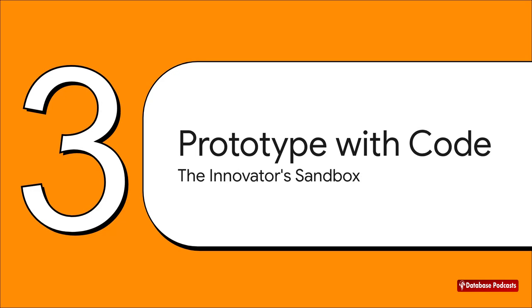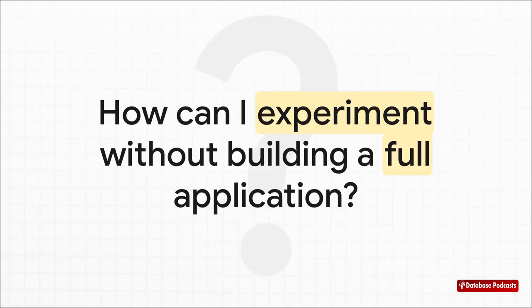And now, for door number 3, programmatic access. This is where you move past just managing and automating, and you get into pure creation and speedy prototyping. This is the innovator's sandbox. You know how it is. You get a great idea, maybe for a new way to process data or an AI feature, but you really don't want to spend days building a whole application just to see if the idea even has legs. How do you test it out?